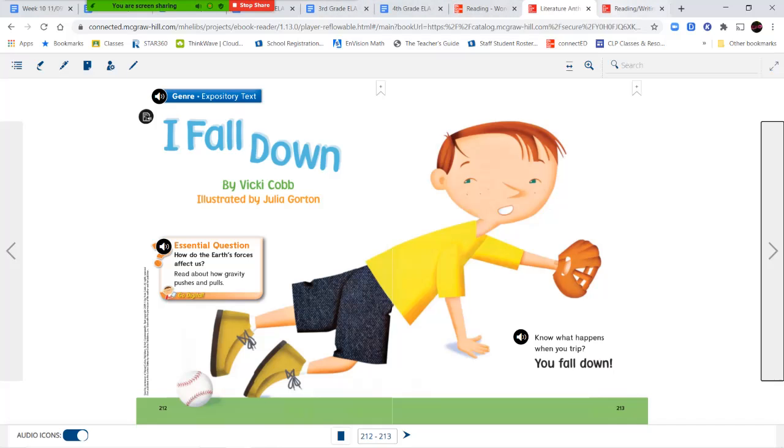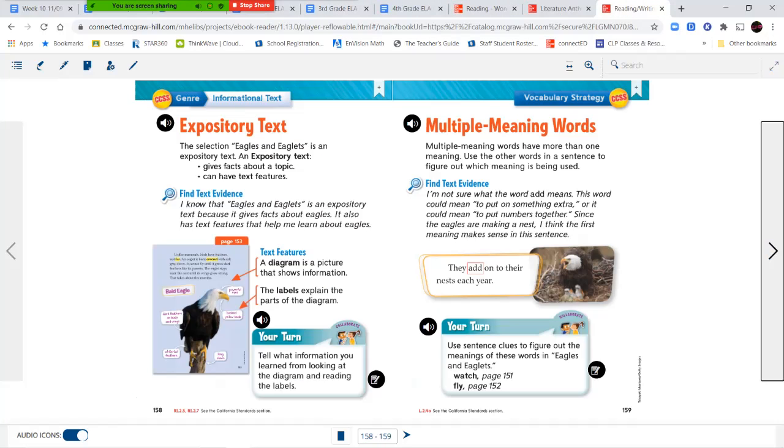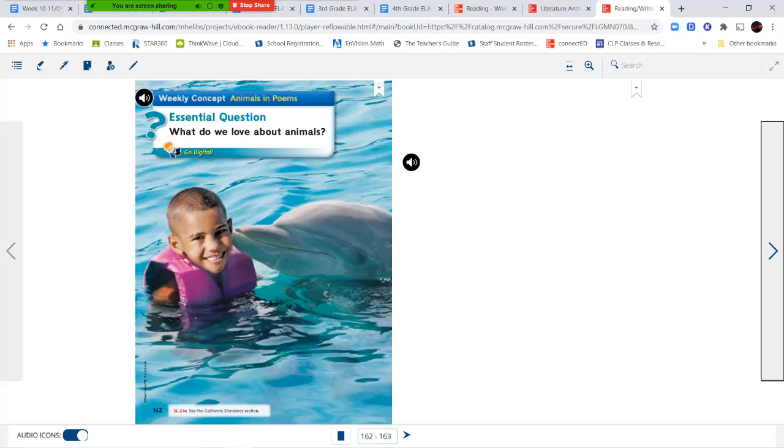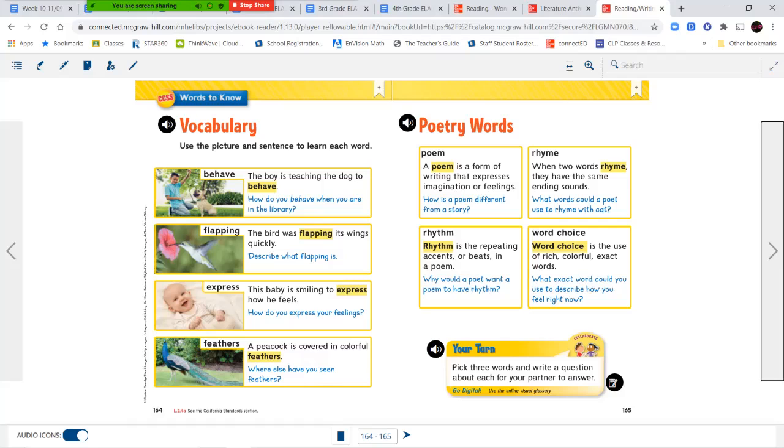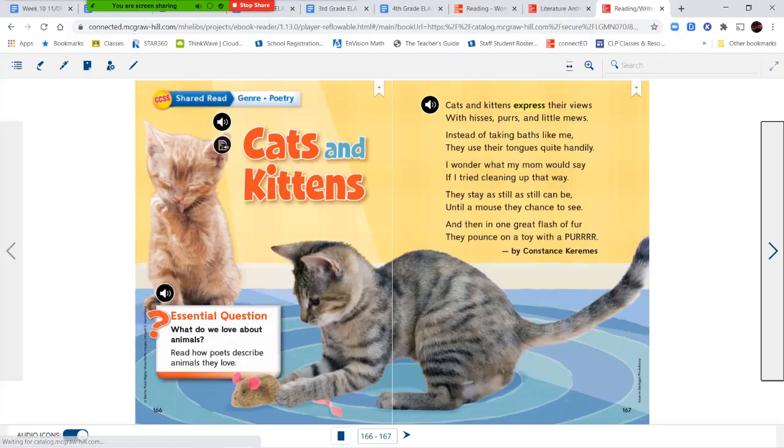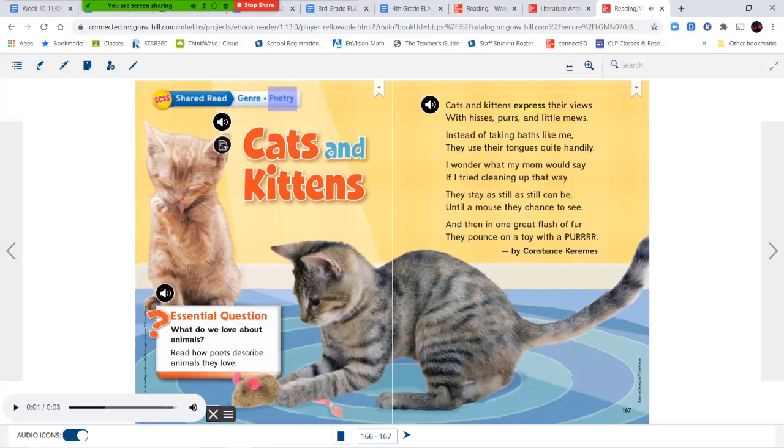All right, let's get into our reading and writing workshop. And we're still talking about animals and poetry. And over here we have our vocabulary words for this week and the poetry words that we were talking about. All right, and our poem over here is about cats and kittens. Genre, poetry, cats and kittens.